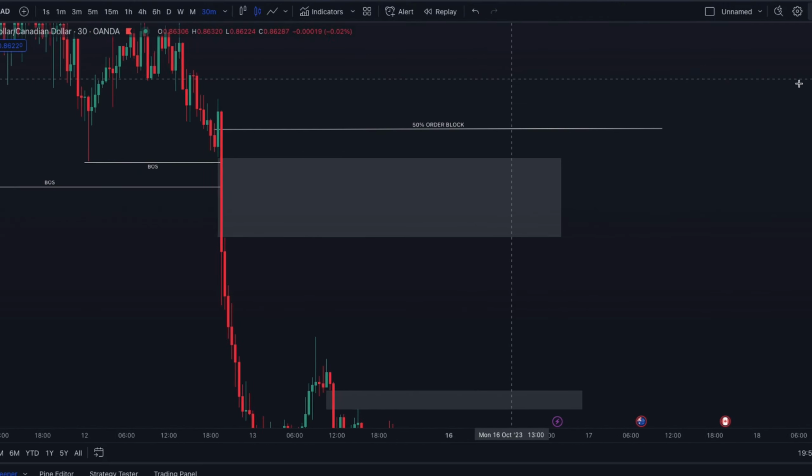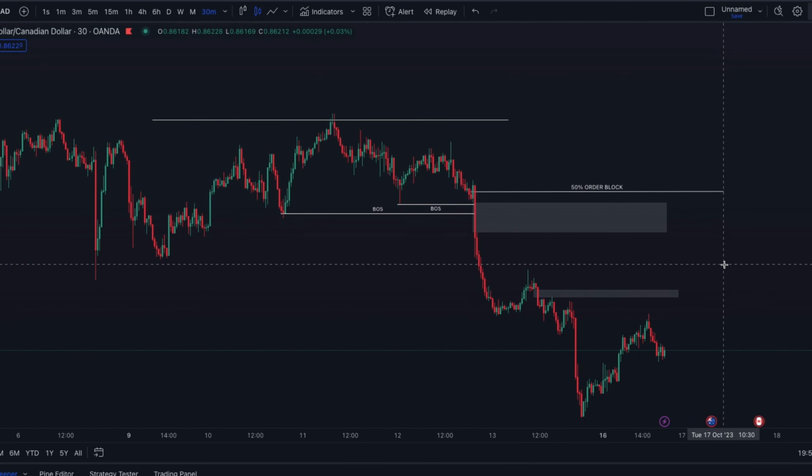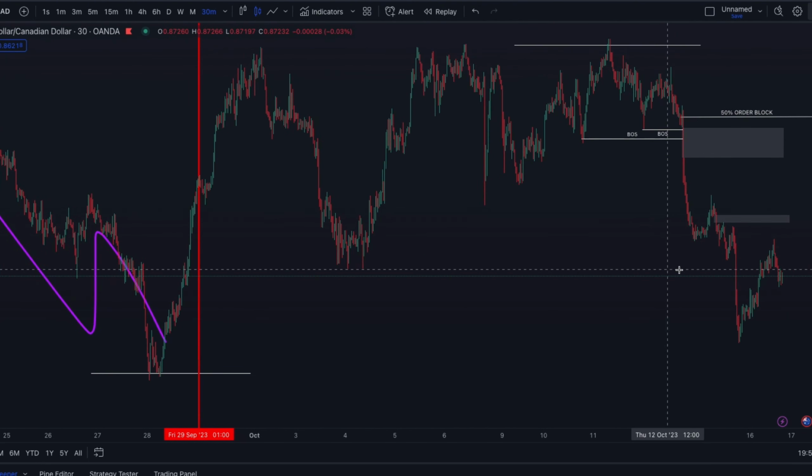We're going to go ahead and erase that, guys. And here's what we're going to do. We are going to wait for price to come to these areas in order to take a trade here. And wait, why are we taking a trade here in the first place?